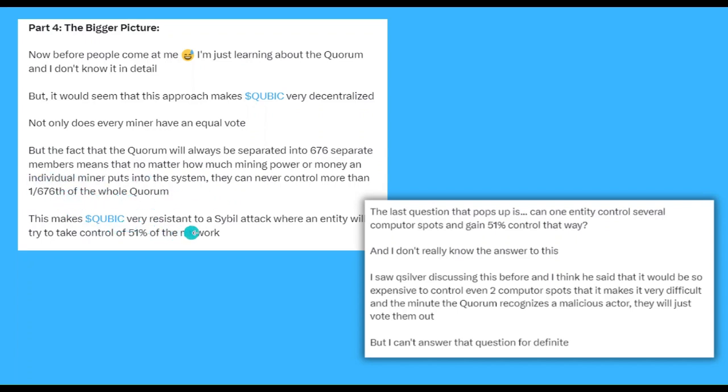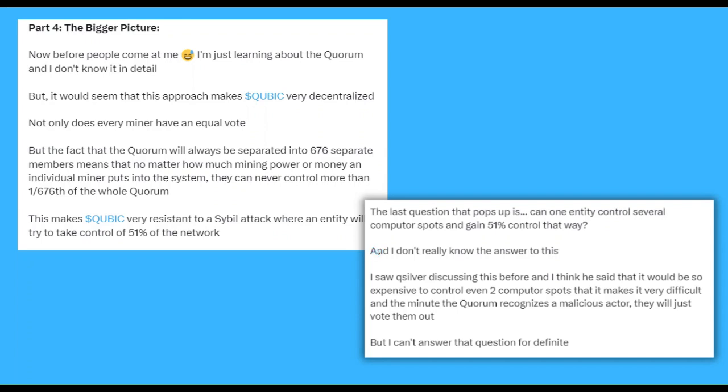This makes Qubic very resistant to a Sybil attack, where an entity will try to take control of 51% of the network. And the last question that pops up: can one entity control several computor spots and gain 51% control in that way? Well, let's talk about that in a second.